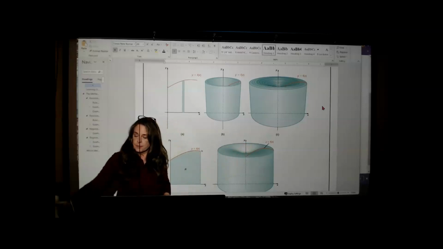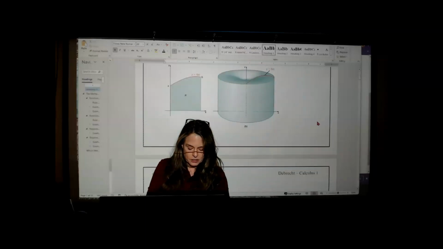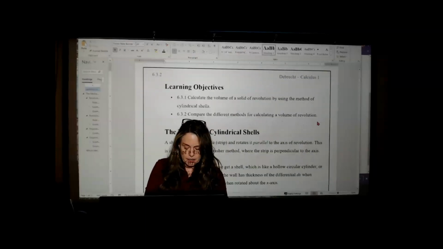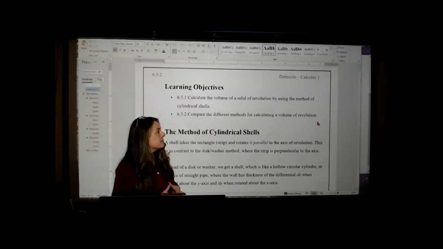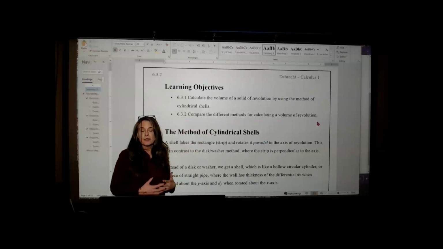We only have 2 learning objectives for this section. The first learning objective is to calculate the volume of a solid by using the method of cylindrical shells. And then we want to take a look at the different methods, the disc method, the washer method, and the shell method, and discuss when it might be appropriate to use one as opposed to another. Let me go ahead and share my screen with you so we can get started.